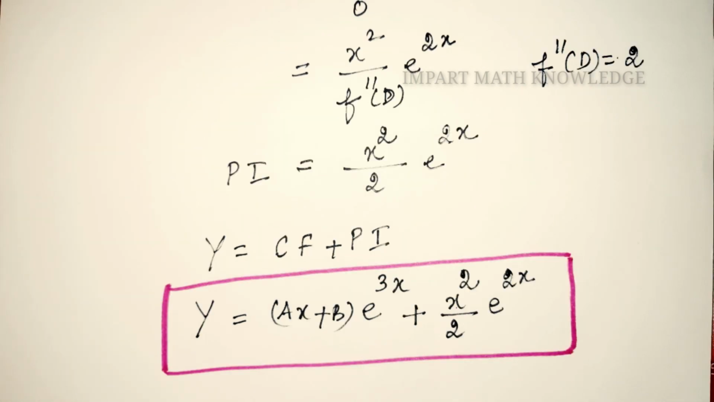If the RHS is e power ax, the particular integral is e power ax by f of D. Replace D by a. Then you will get e power ax by f of a, provided that f of a is not equal to 0. If f of a is equal to 0, then your particular integral is x by f dash of D e power ax. Again you replace D by a. Repeat the procedure till you get the particular integral.